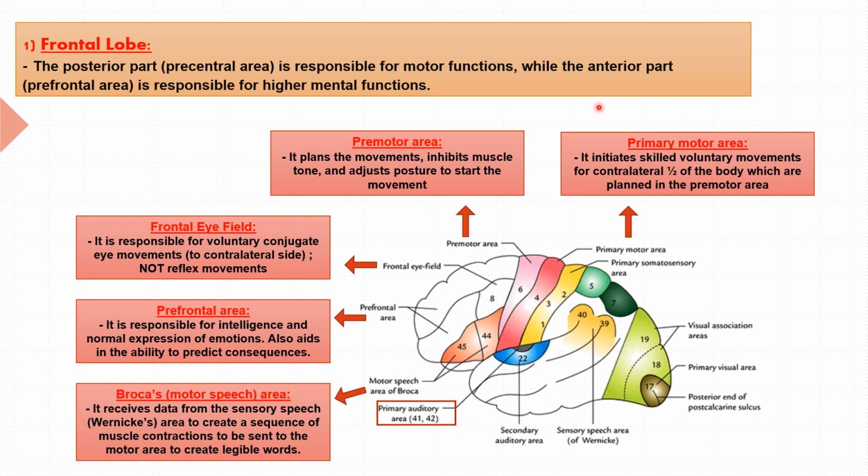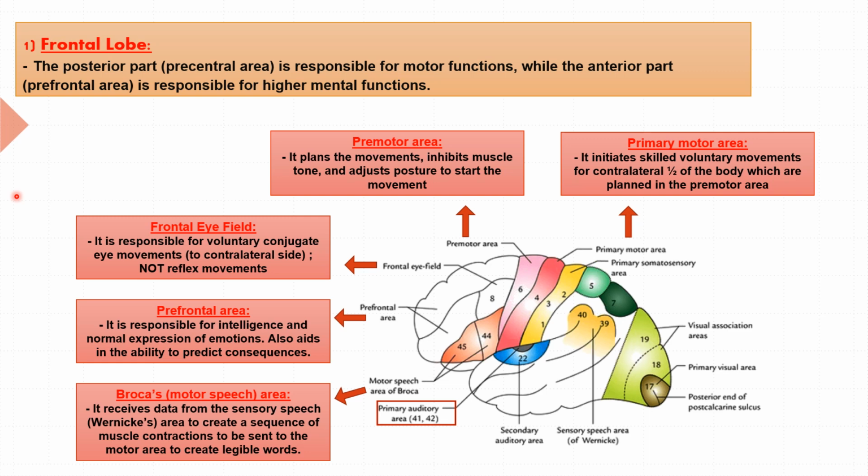The next functional area is located just anterior to the premotor area or the motor association area, and this is called the frontal eye field. It is fairly simple and it is involved with voluntary eye movements and specifically rapid eye movements.